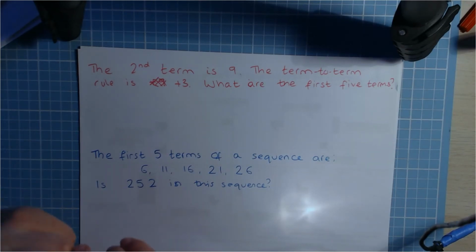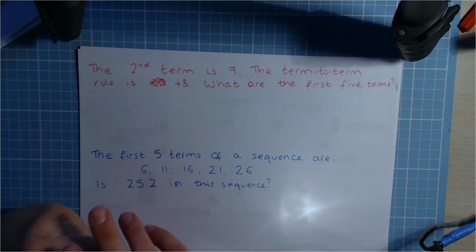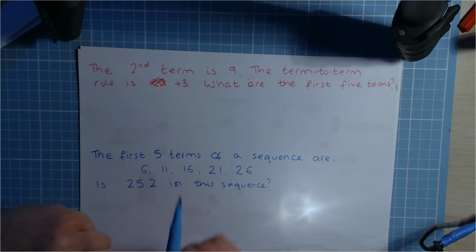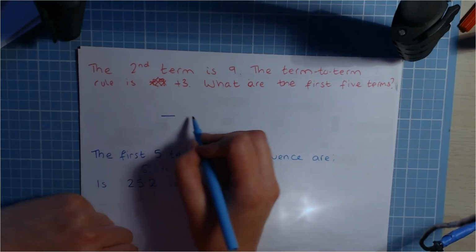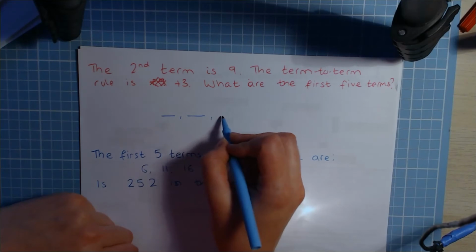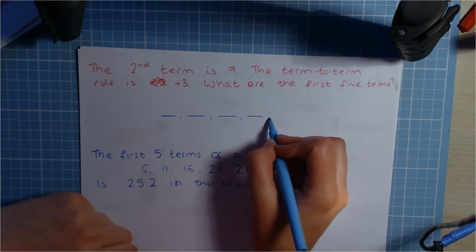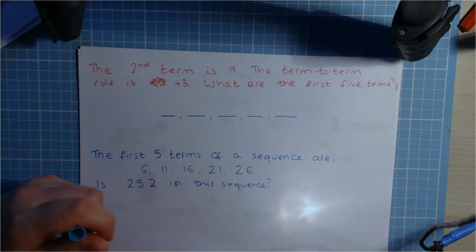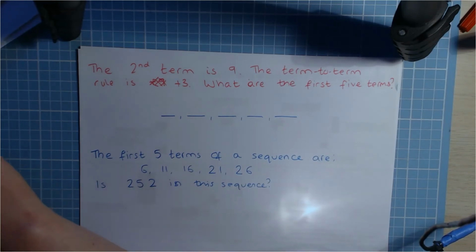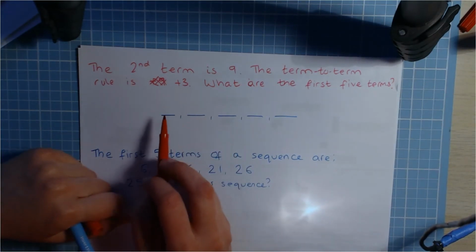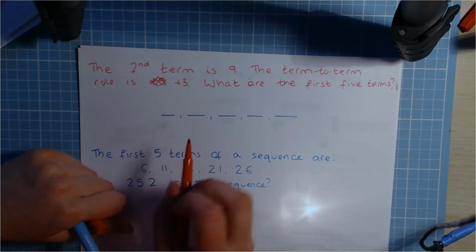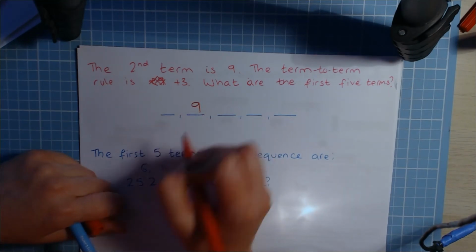Now, this is very similar to the first question, except I told you the first term, and this time I'm not doing that. I'm going to tell you the second term. So what I'd suggest with these is I'd leave 1, 2, 3, 4, 5 gaps for our first 5 terms. Okay, and I know the second term is 9. So I'm going to look here. Here's my first term. Here's the second. So we know that's going to be 9.